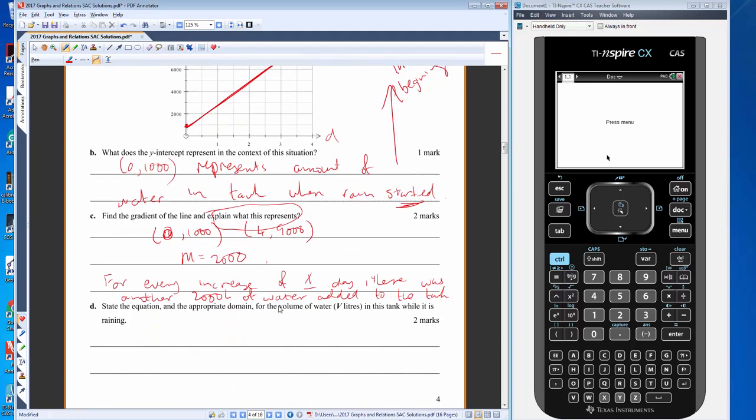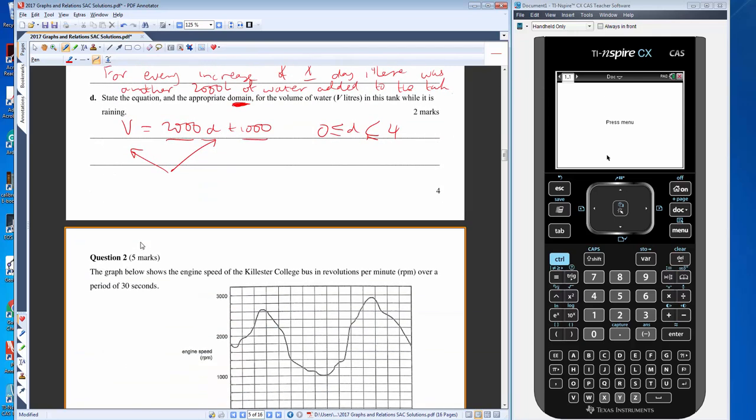State the equation and appropriate domain for the volume of water, V litres, in this tank while it's raining. So it would have been V equals 2000D plus 1000, so that's the gradient and the Y-intercept. You needed these 2 variables here, so not X and Y but V and D. You also needed a domain statement. A lot of you struggled with that. You either didn't include it or included the range, but it was actually just in the question before, so it was 0 less than D less than or equal to 4. That was the domain. They're the number of days that were appropriate.